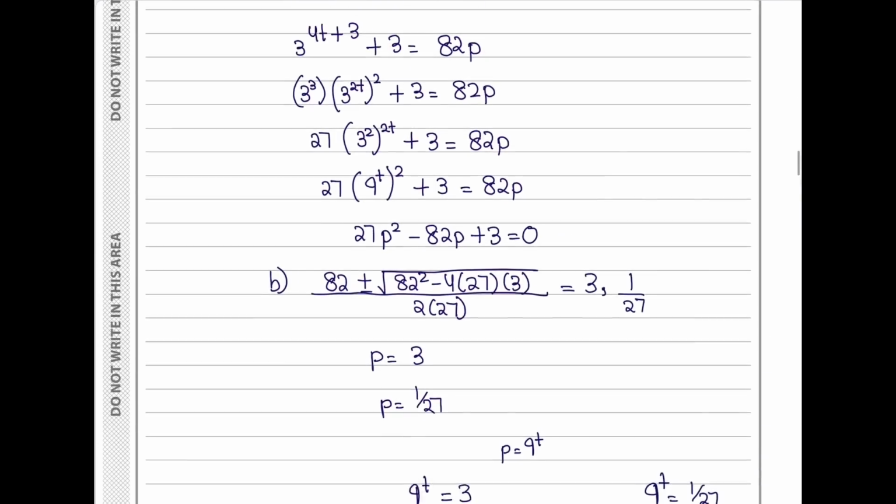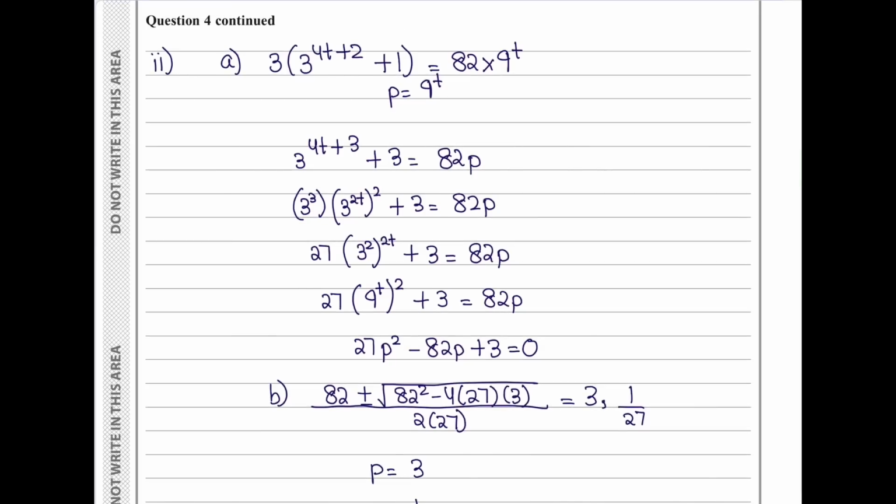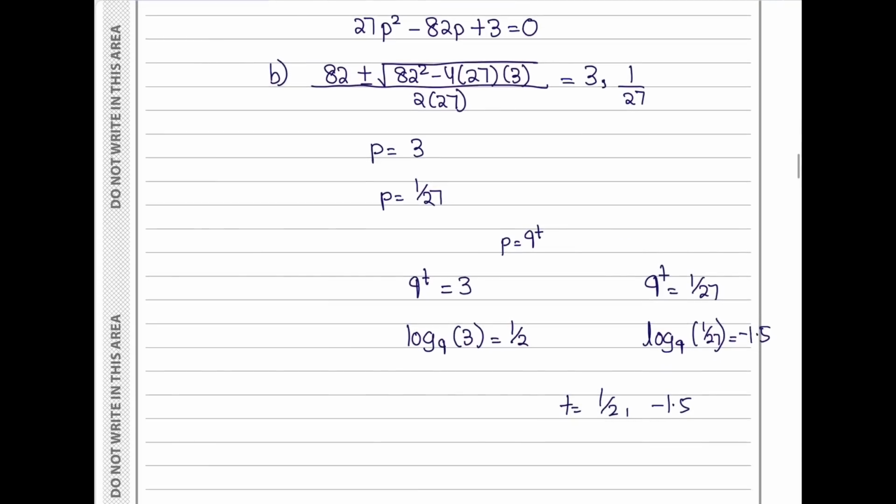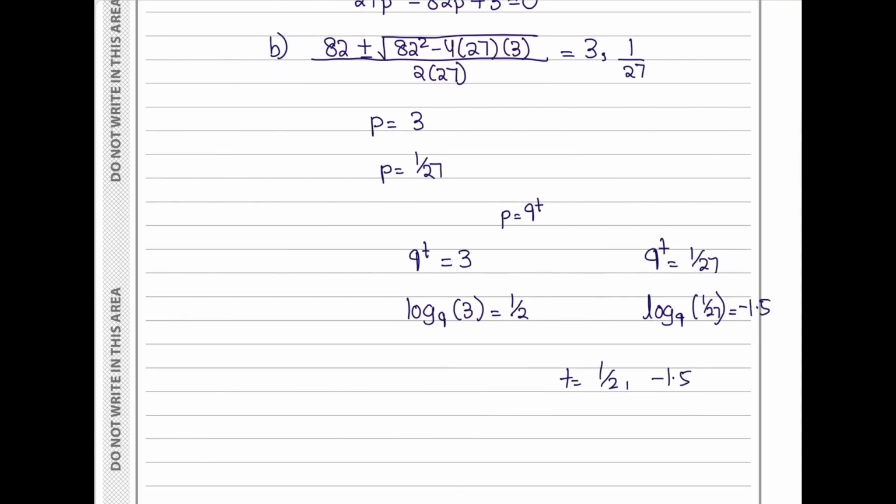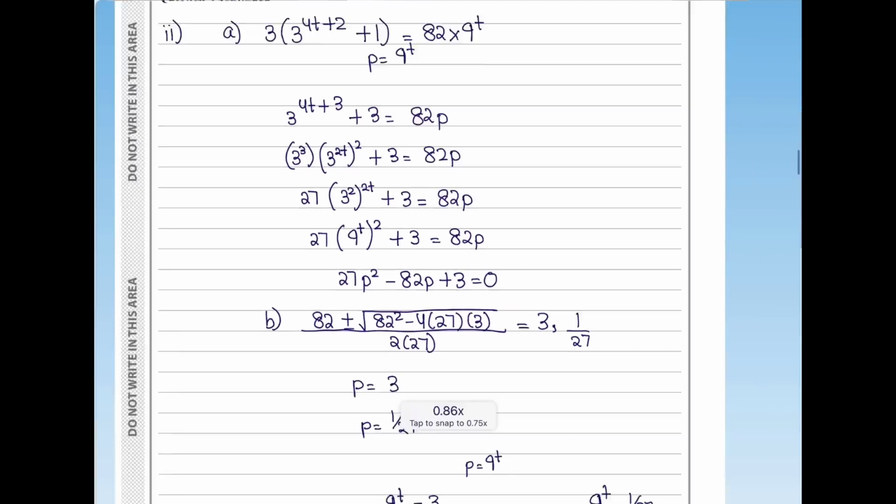So I'm just going to repeat this quickly. First of all, you write this in the format I showed in the explanation below. Then you solve the quadratic and get the values of p. P is 9 raised to t. So in order to get the values for t, you would use a log function that gives you the values of t as half and negative 1.5. And I hope this question is clear.